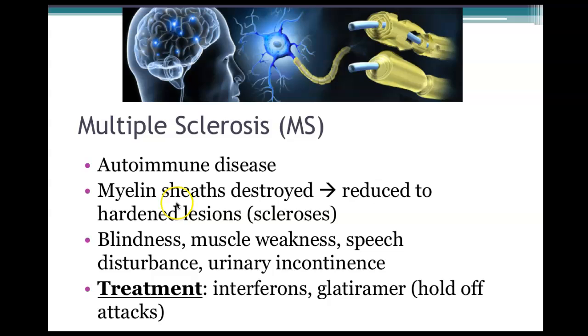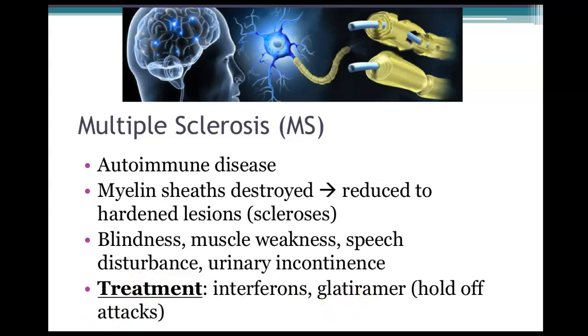What it's going to attack is the myelin sheath. The myelin sheath is there to increase nerve transmission and the speed of nerve transmission. And if it can't do that, then the neuron is not going to be able to function properly. So it's going to cause blindness, muscle weakness, speech disturbance, and urinary incontinence, which means a person cannot hold it. They'll urinate on themselves.